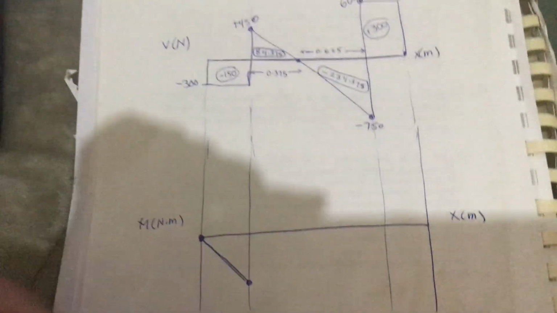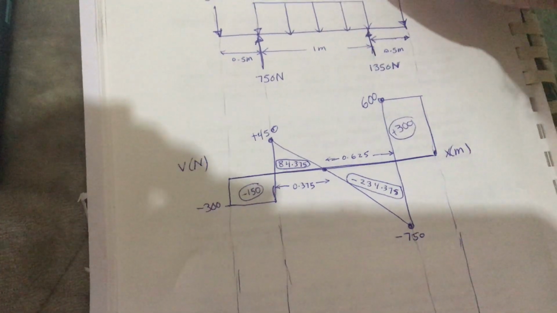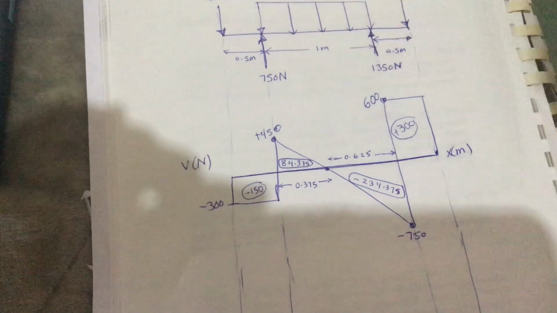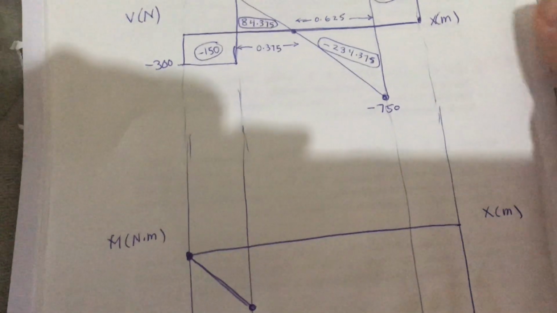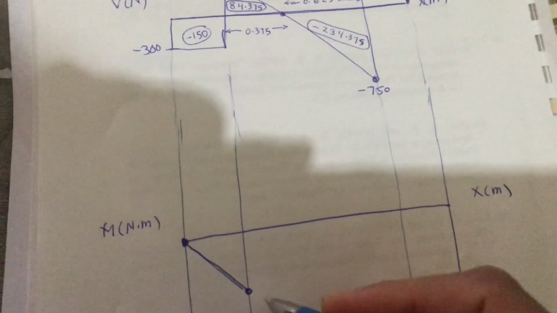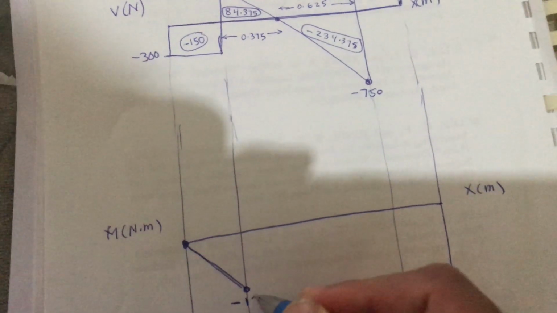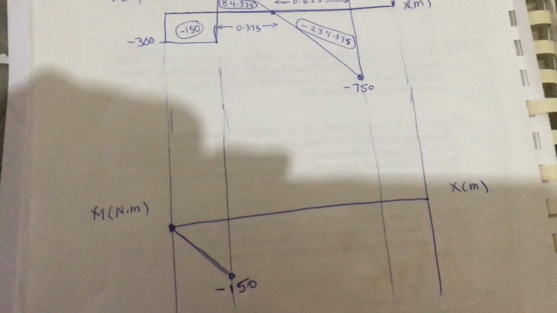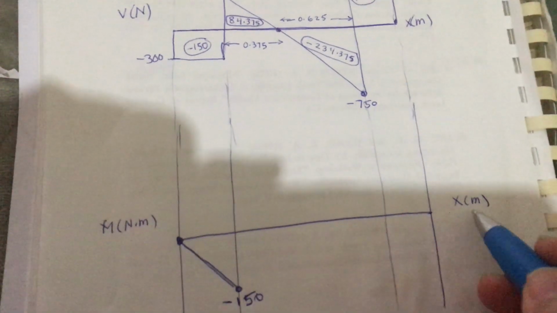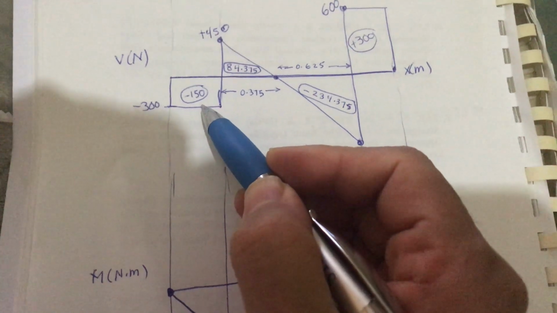Now here, I did not finish this, so I'll try to finish it from here. Okay. So what is this? Minus 150. Minus 150 Newton meter. This is the moment. Okay? Minus 150. Now, what is the next one?